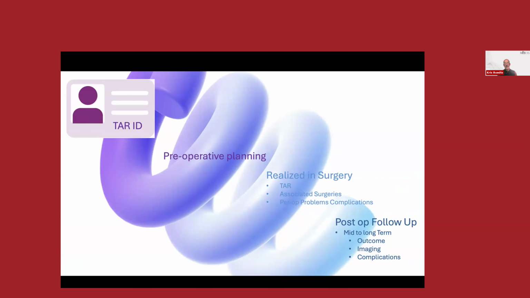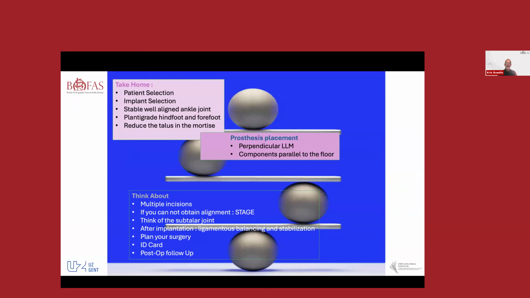And this taught me a lot, going from the star ID into preoperative planning, seeing what I realized in my surgery, and looking at my postoperative outcome in imaging, but also complications and PROMs at long-term follow-up. So, take home: I think it's important to have patient selection and implant selection. If you want a successful total ankle, you have to have a stable, well-aligned ankle joint with a plantigrade hindfoot and forefoot.